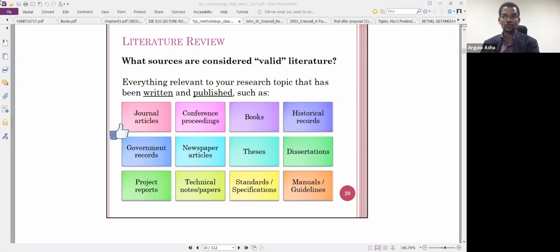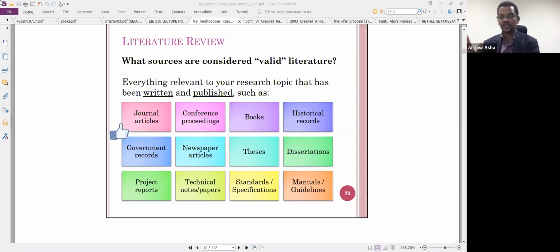As a second example, meteorological data. What is the number of millimeters of rainfall in the last 15 years in Addis Ababa and around, maybe Mojo, Adama, whatever. That is very important. Then government records. Government records, let us say, the Federal Democratic Republic of Ethiopia published GTP1 and GTP2.